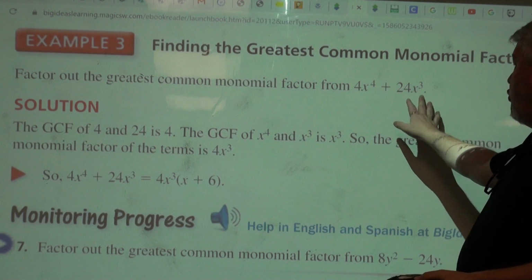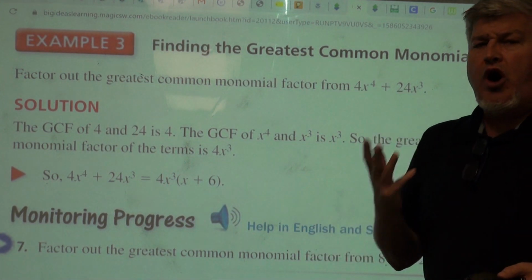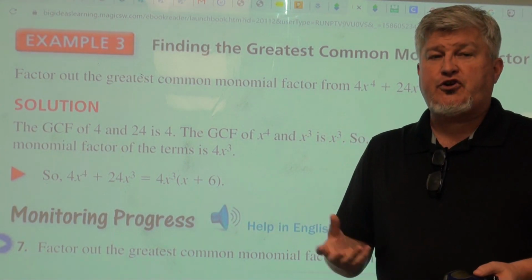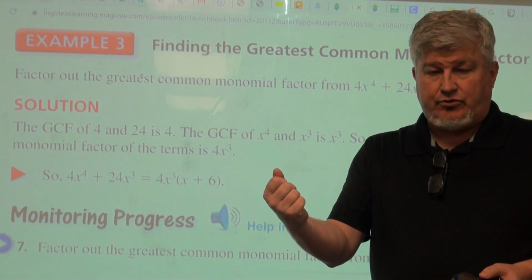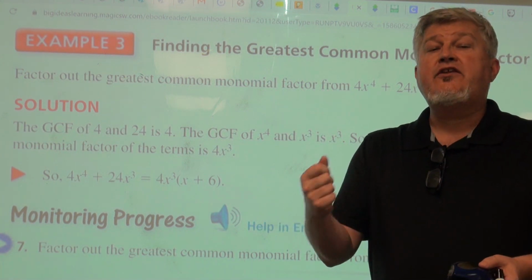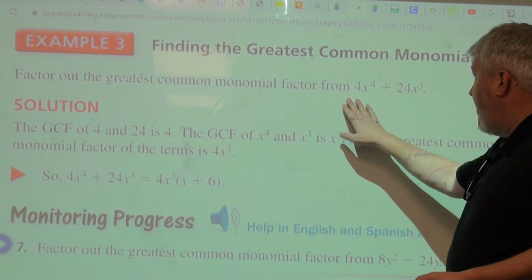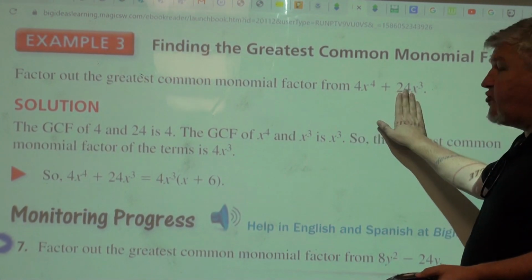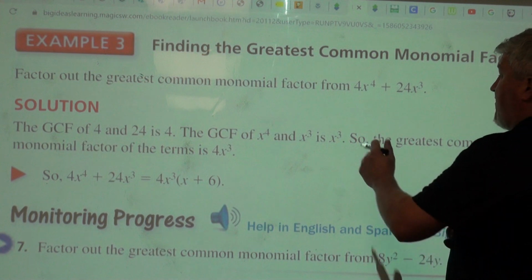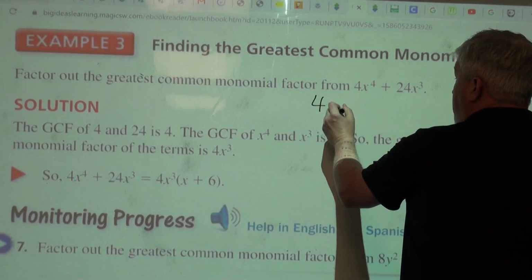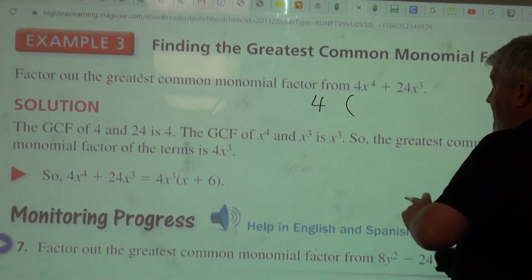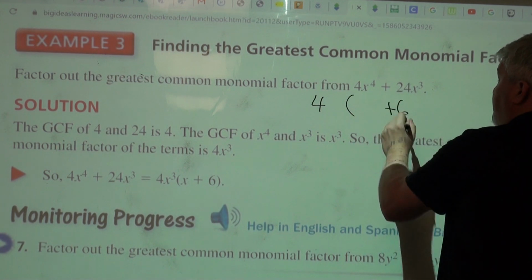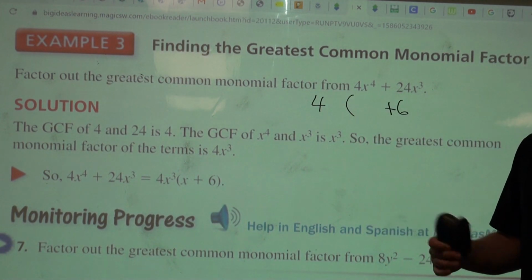So what you do is you look at this term and you say, what is common to both of those terms that I can factor out? Look at the numbers first. I have a 4 and I have a 24. So 4 clearly goes into 24 6 times. So I can factor out a 4. That leaves me with a 1 plus a 6. I'm not going to write the 1 because the 1 goes away.